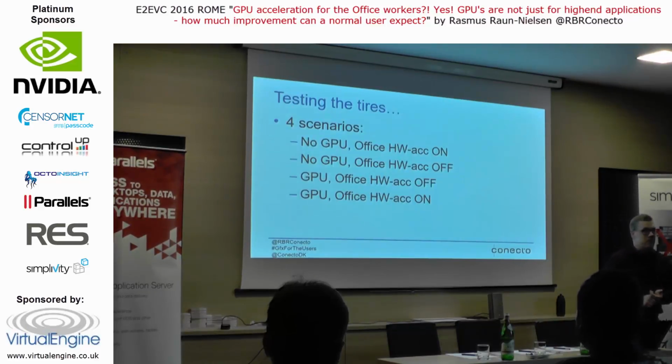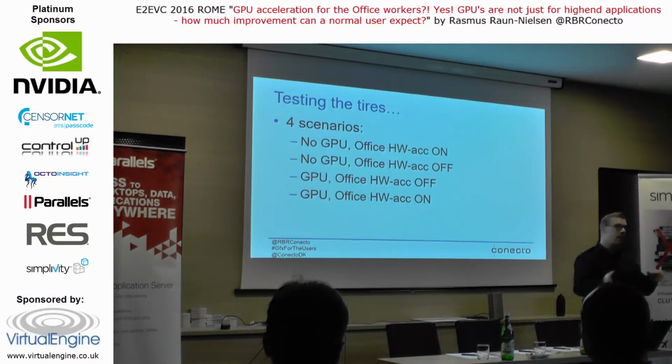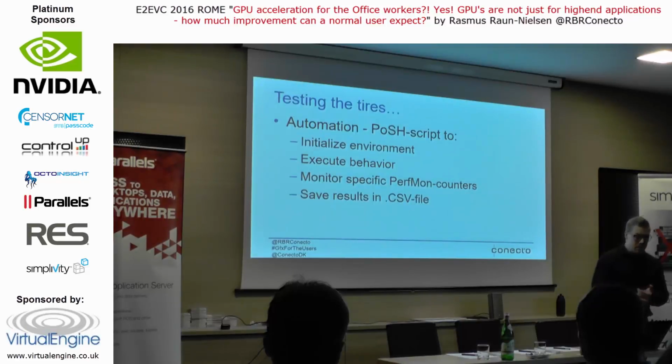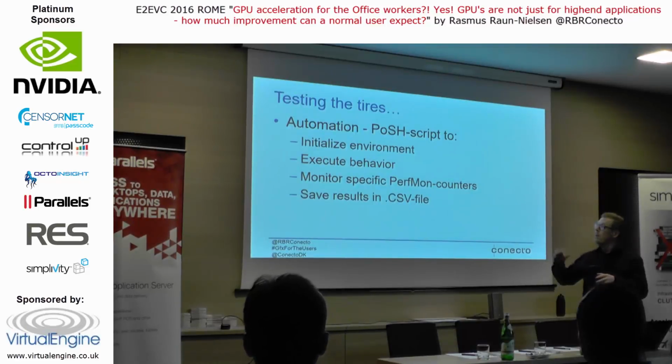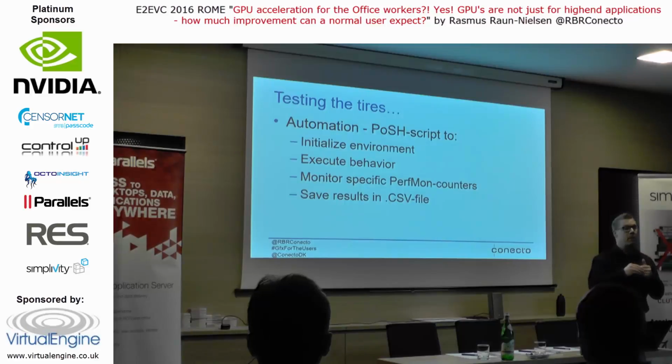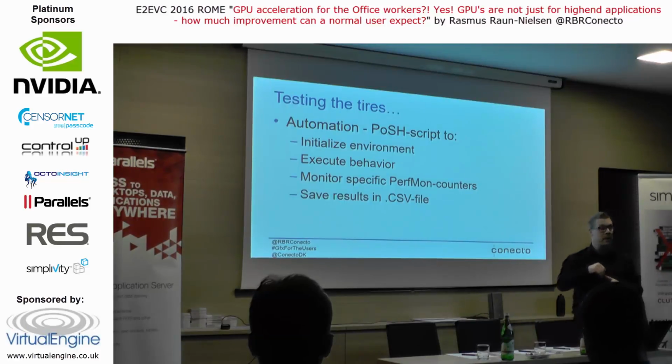I had four scenarios I wanted to test. In this case, no GPU and hardware acceleration off for Office. And yeah, you can see them all there. I was using a script to automate it. The script initialized the variable if we were to have hardware acceleration on or off. Of course, I had to control on the lower layer if the vGPU should be available or not.